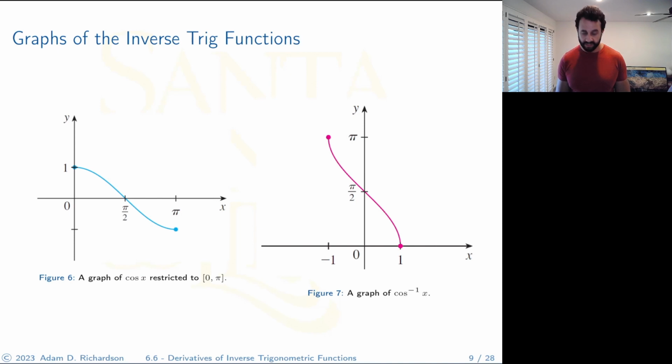This is what it looks like for cosine. So here is cosine restricted to the interval 0 to pi, inclusive, I should say. And then if we want to graph inverse cosine, we reflect it across the diagonal, and we get this.